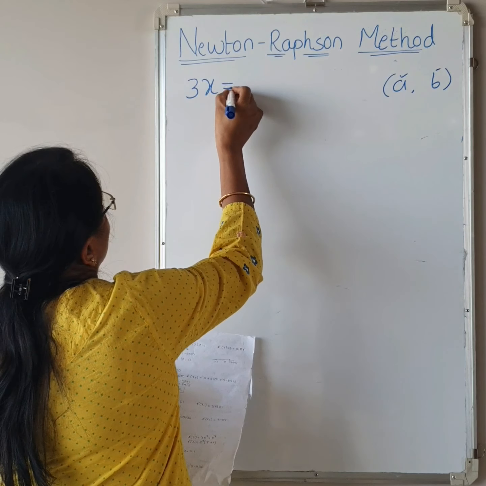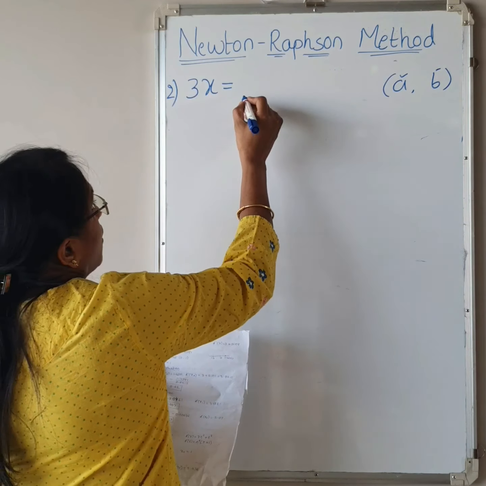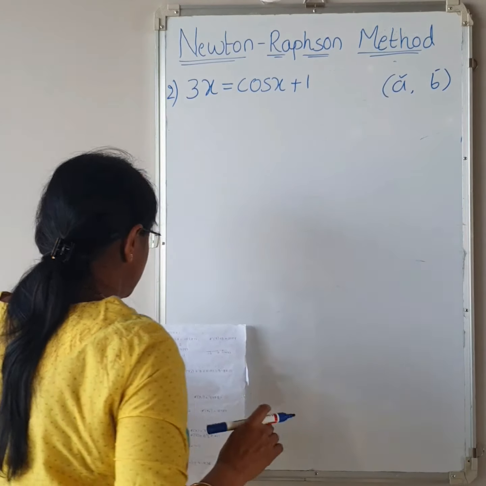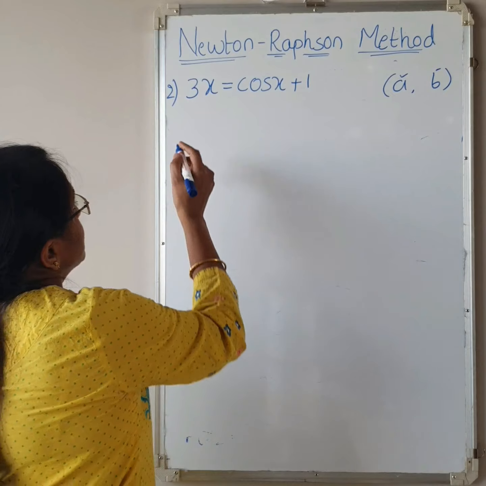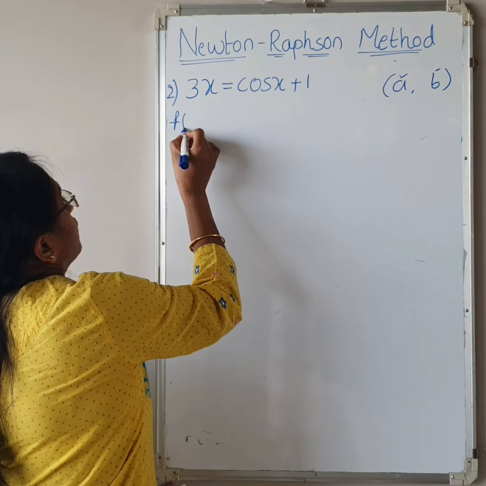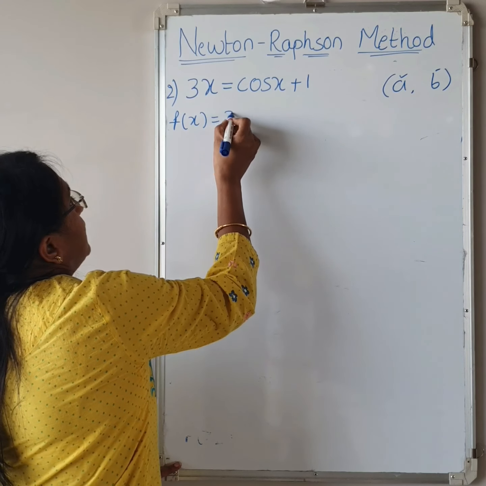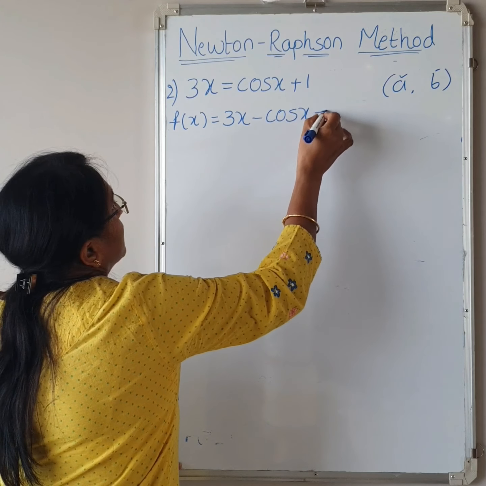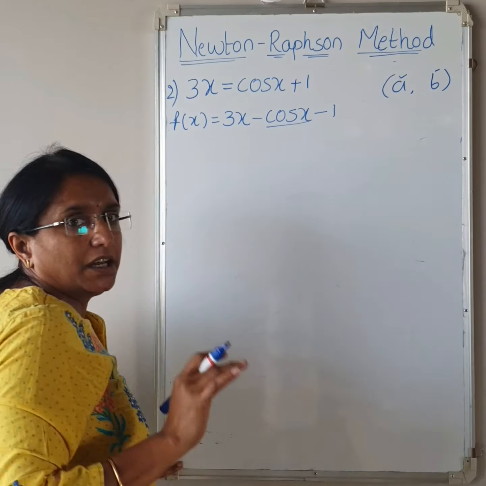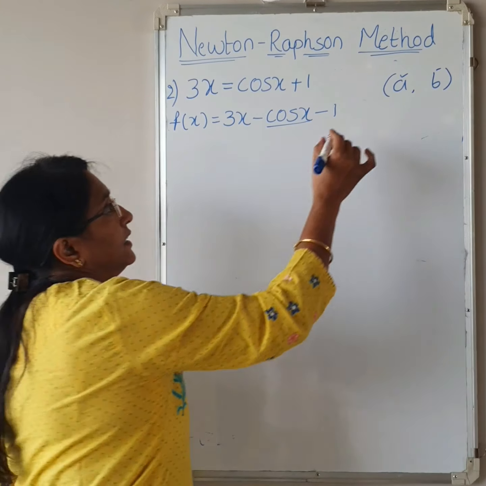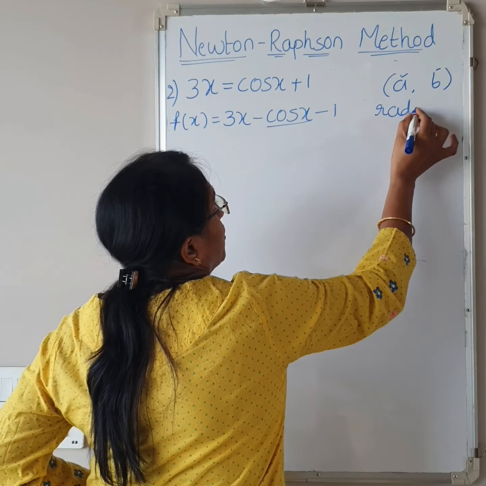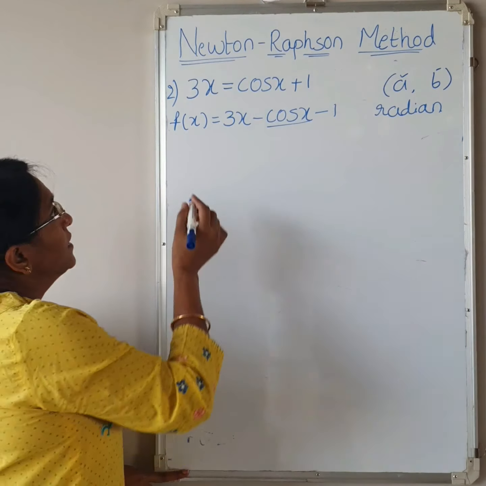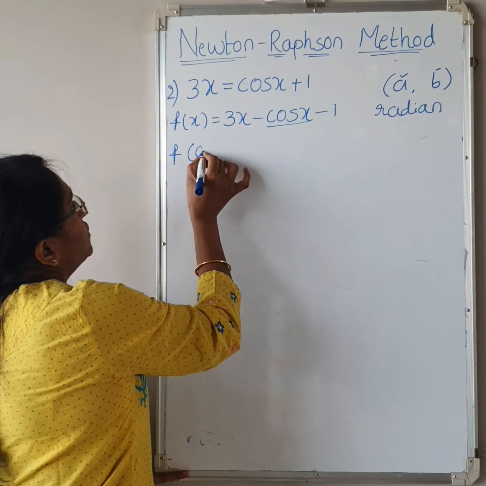3x is equal to cos x plus 1. This is the second example. So first again write f of x is equal to 3x minus cos x minus 1. Here one trigonometric term is there. Immediately keep your calculator in radian mode. That is very important. Radian mode. Then start calculating.